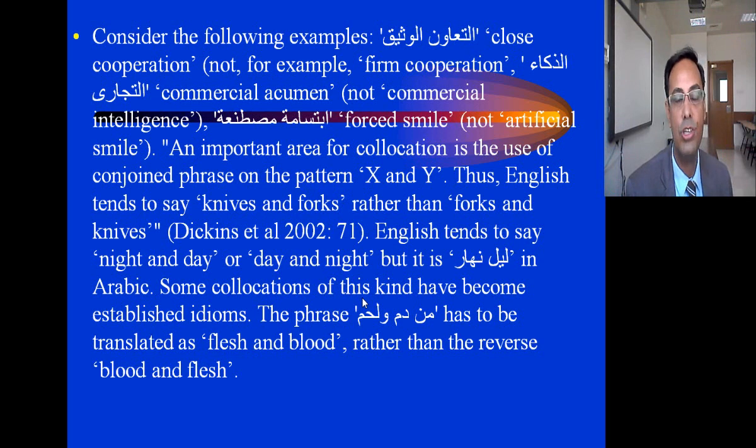An important area for collocation is the use of conjoined phrases on the pattern X and Y. Thus, English tends to say knives and forks rather than forks and knives. English tends to say night and day or day and night. But in Arabic, we say ليل نهار. We do not say نهار ليل. This is collocation. Some collocations of this kind have become established idioms. The phrase من لحم ودم, من دم ولحم, has to be translated flesh and blood rather than the reverse, blood and flesh. In English, we say flesh and blood. In Arabic, we can say دم ولحم or لحم ودم, but in English, no, flesh and blood.